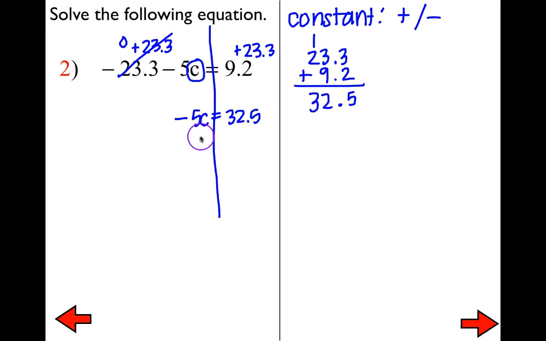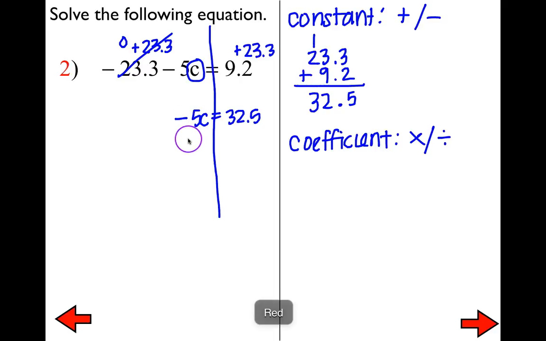Now the last step is to get rid of my coefficient. You're going to notice the only way to undo it is either by undoing multiplication or undoing division. So here, what does negative 5c mean? Well, it means negative 5 times c. So the inverse operation would be to divide by negative 5. So I'm going to do that.